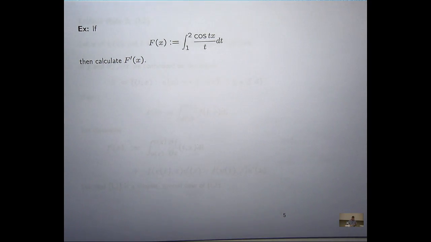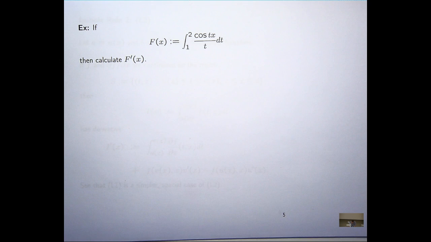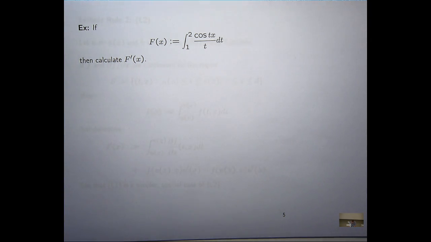So let's look at how we can use this Leibniz rule for differentiating an integral. This one's a real basic example. Here we've got a function of x defined in this way. Calculate the derivative. Now, it would be tempting to try to integrate cosine tx over t with respect to t, but how are you going to do it? Imagine x is a constant in the integrand. What's the antiderivative of cosine tx over t?